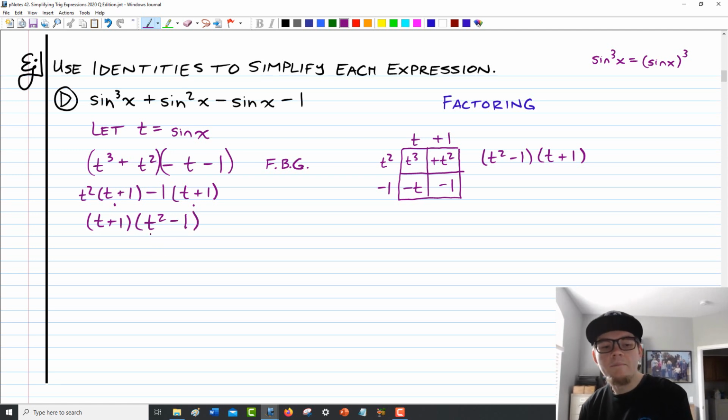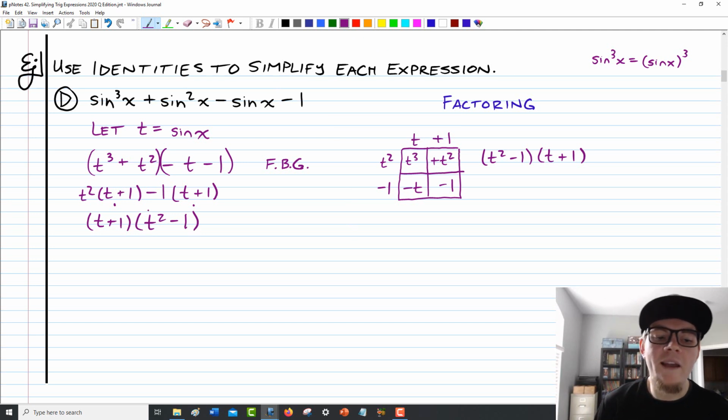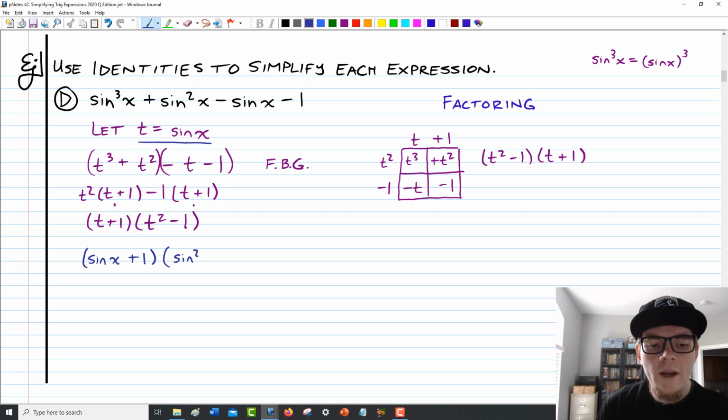Okay, so having done that, maybe this has helped, maybe it hasn't. Here's where we need to bring back in the trig. Like right now, we've kind of maxed out what we can simplify here. Yeah, true, we could use a difference of squares, but for the moment, we want to actually pull in the trig again. So recall, we said that t was equal to sine of x. That means this expression is equivalent to sine of x plus 1 times sine squared x minus 1.